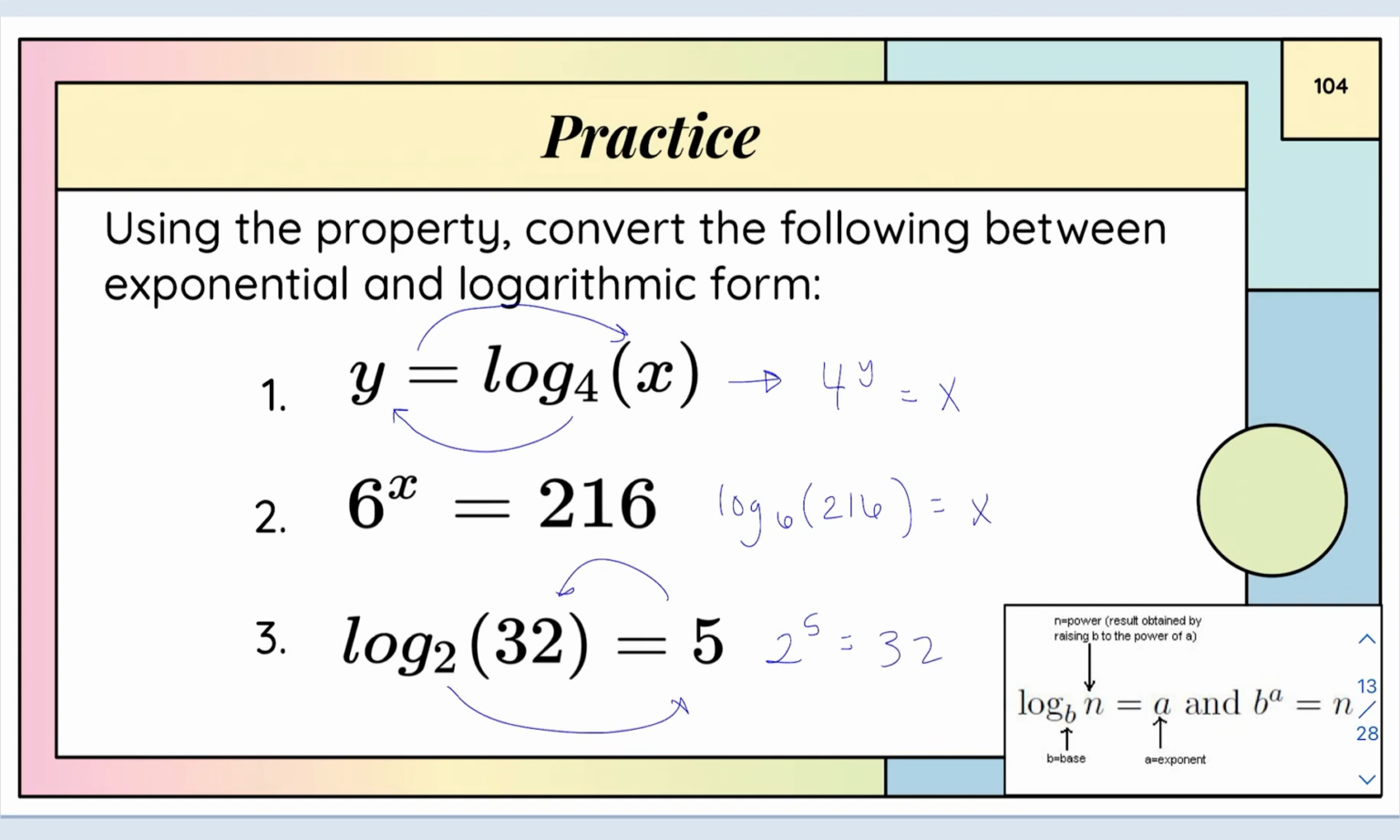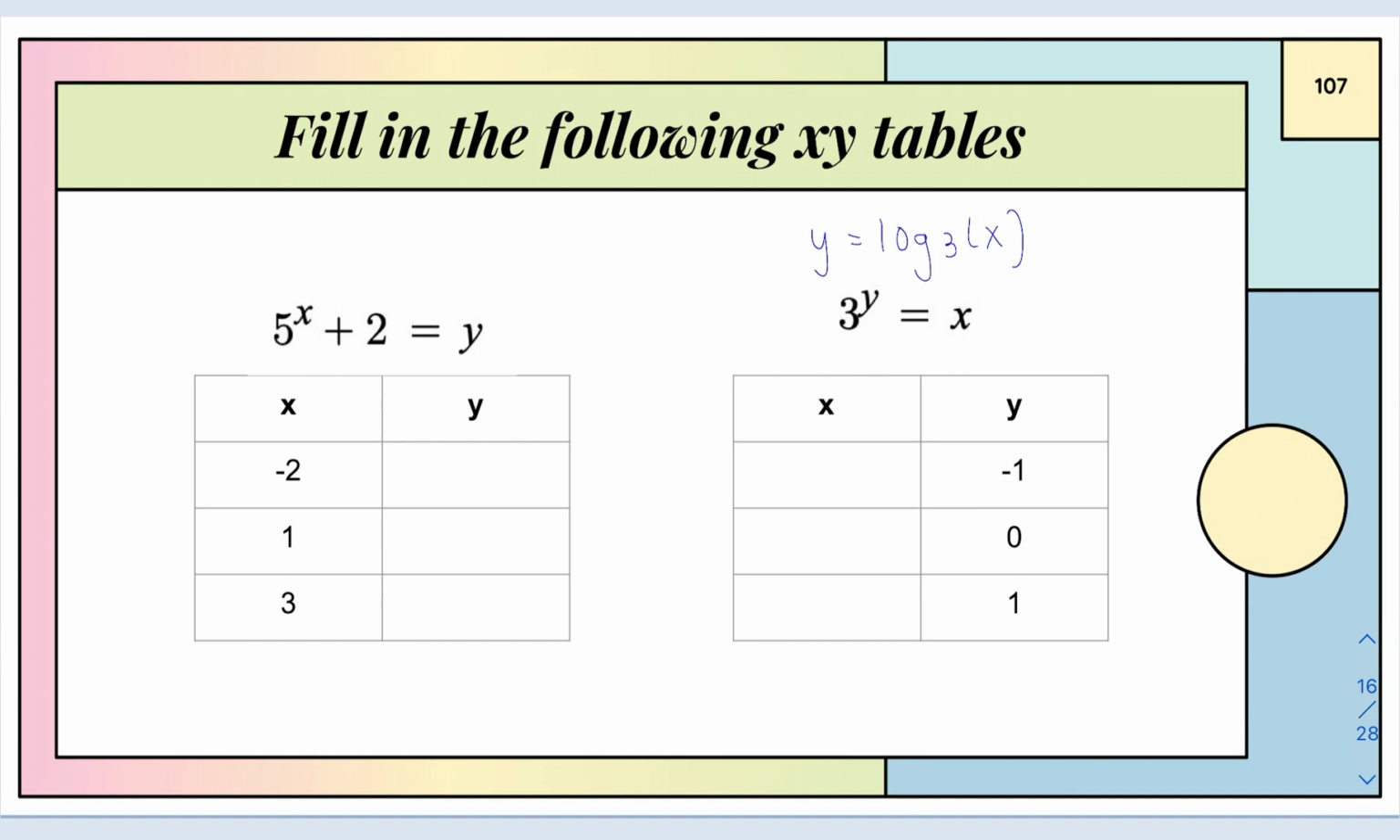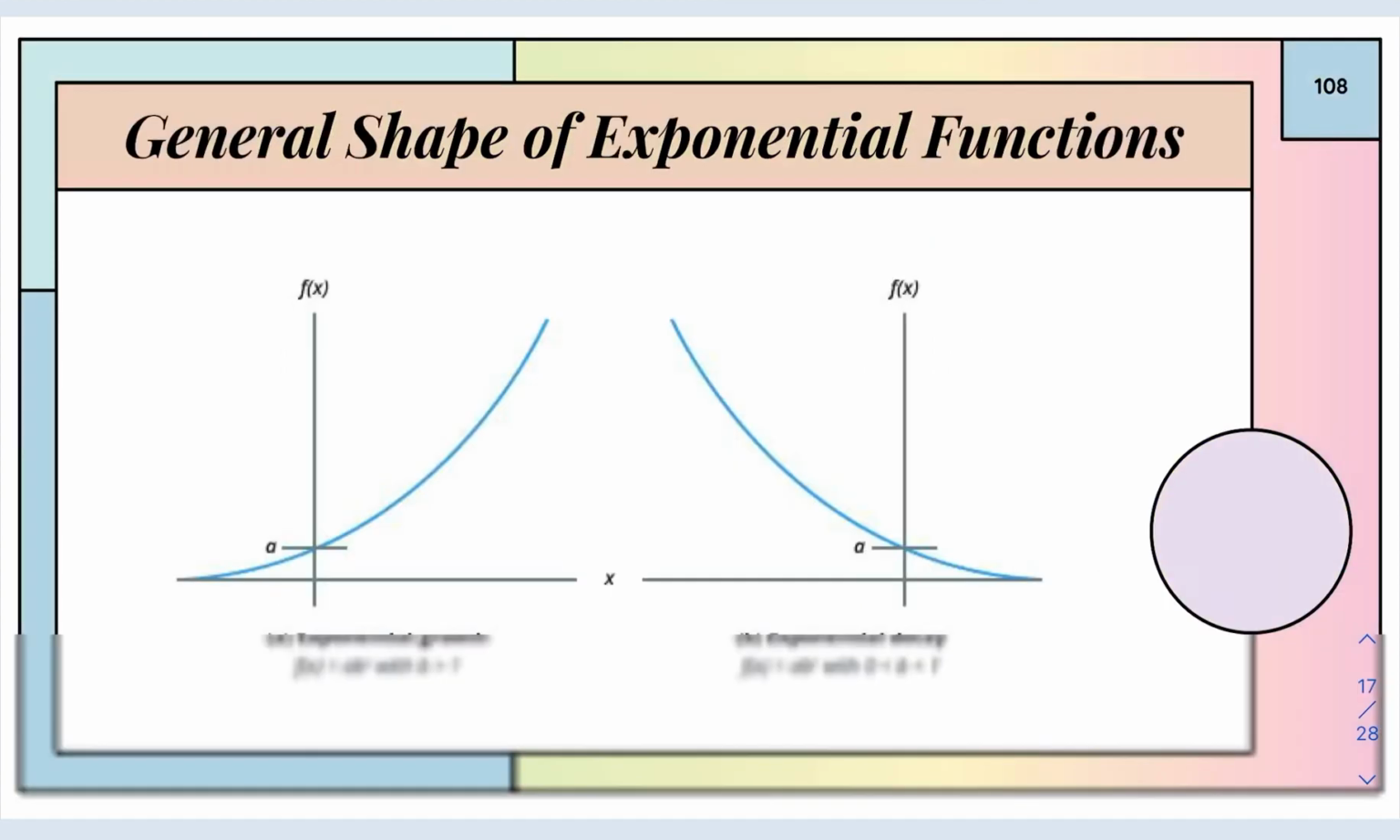Okay, so this property we can use to get ourselves some nice starting points because now I know, okay, 3 to the negative 1 is 1/3, 3 to the 0 is 1, 3 to the first is 3. I can now graph this function using transformations because I have my starting points. And that's exactly what we're going to do.